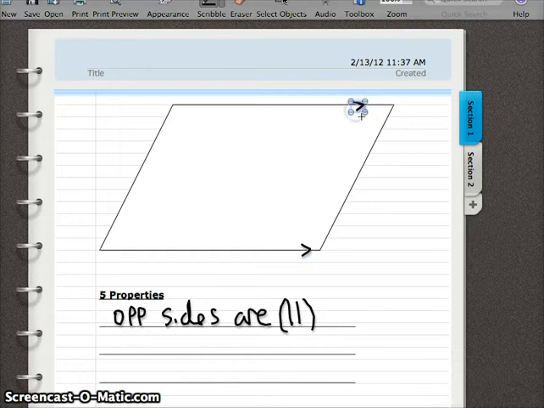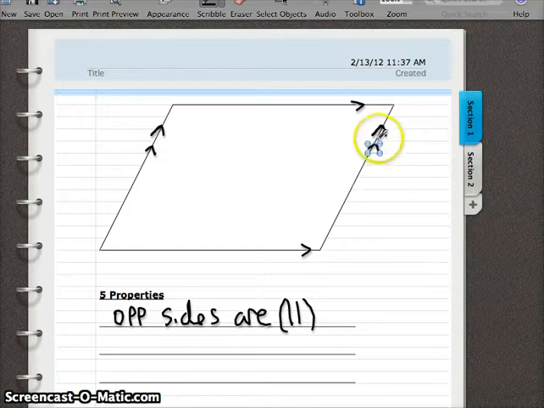So there's our symbols for parallel, little arrows pointing in the same direction. So these opposite sides here are parallel to each other. Well, so are these opposite sides. This side and this side. They're also opposite sides and they're also parallel. So there's one thing right there.